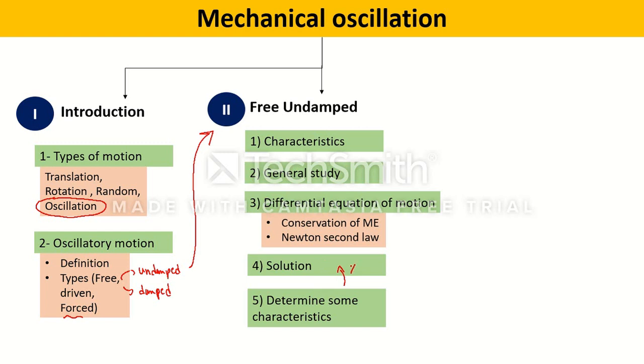We'll see that the solution will be in the form x equals xm sine(omega 0 t plus phi). So here we'll talk about the characteristics xm, omega 0 and phi, and then we'll talk about the graphs of energy, which will be the mechanical energy, the gravitational potential energy, and the elastic potential energy.